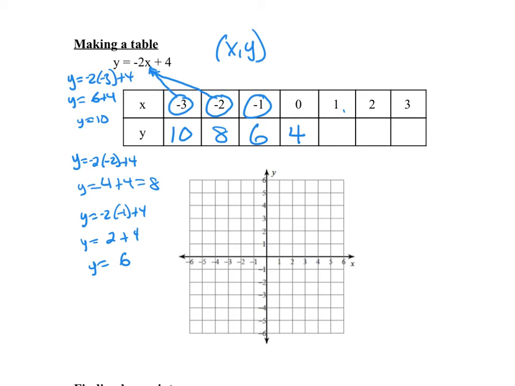Plugging in a 1, I'll do that over here to the right. y equals negative 2 times 1 plus 4. So I'm plugging this in down here. So I get y equals negative 2 plus 4, which is 2.